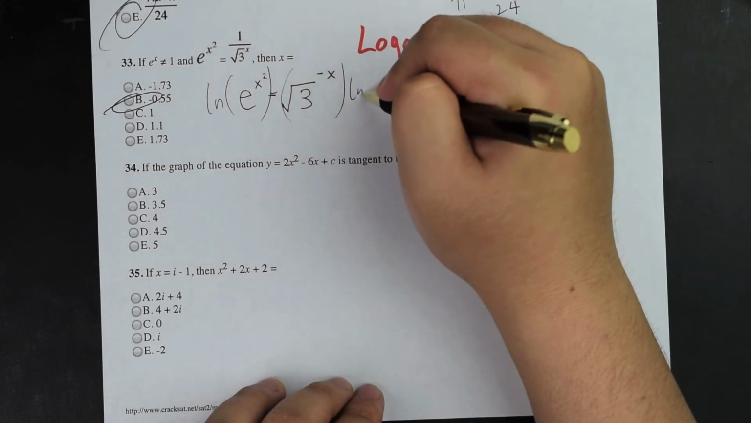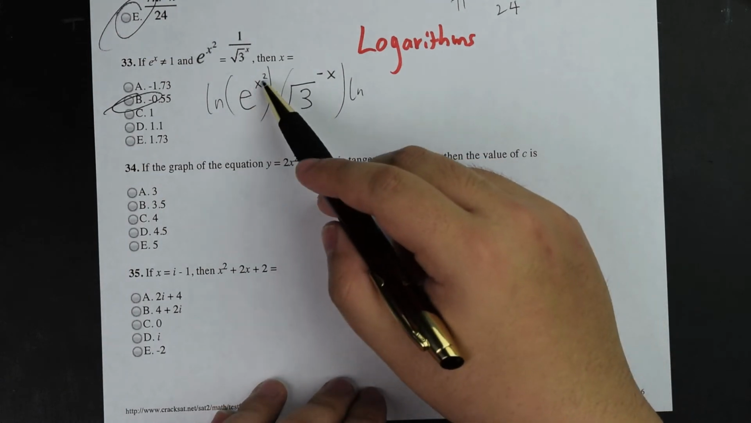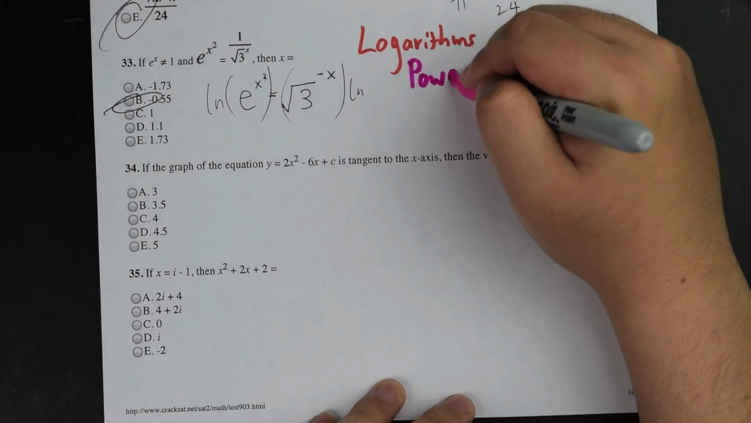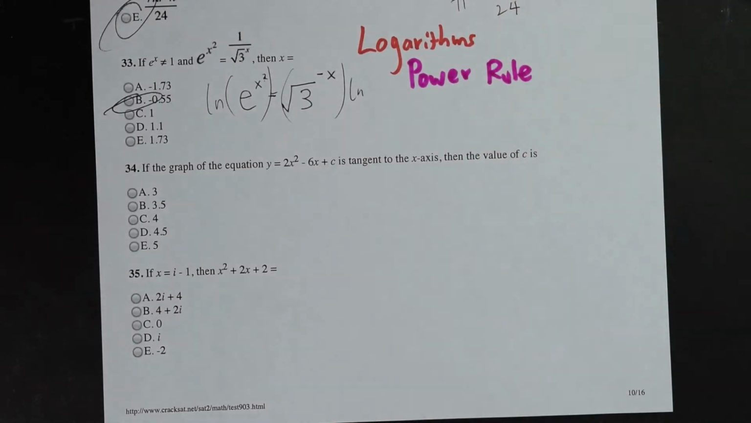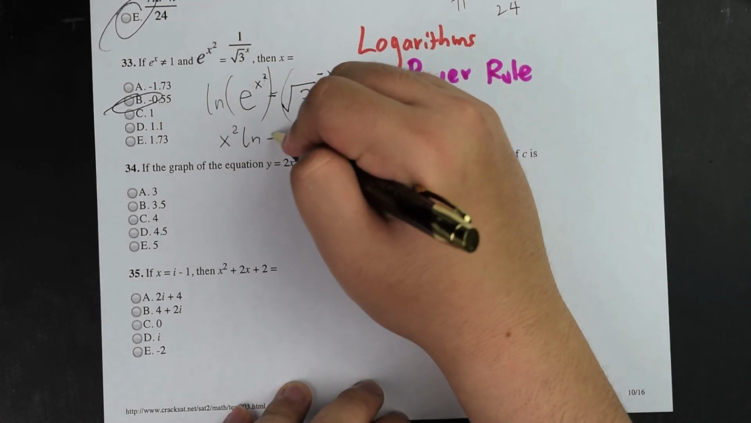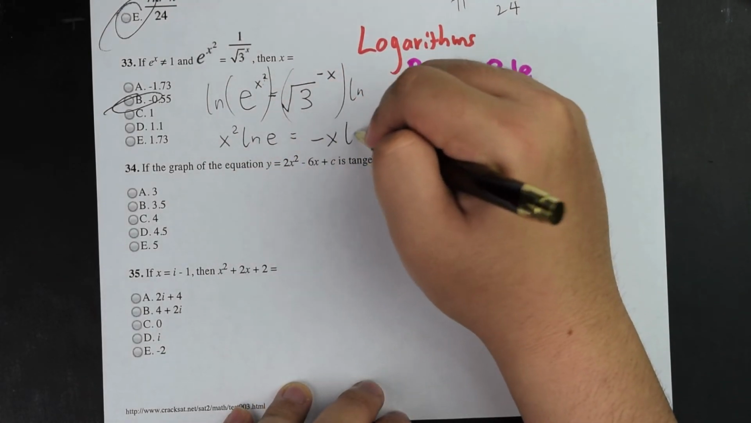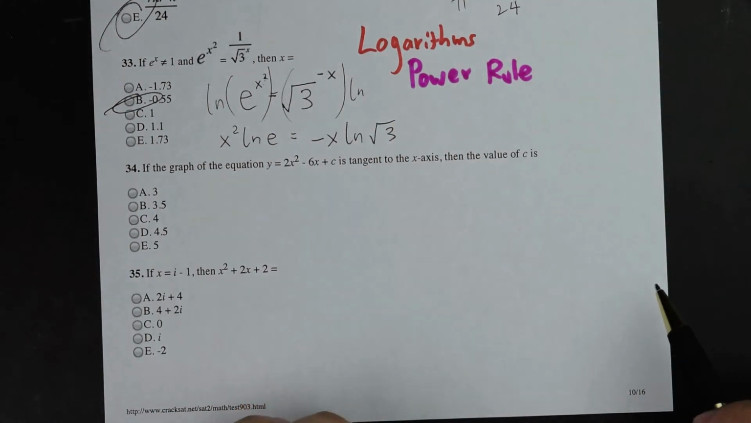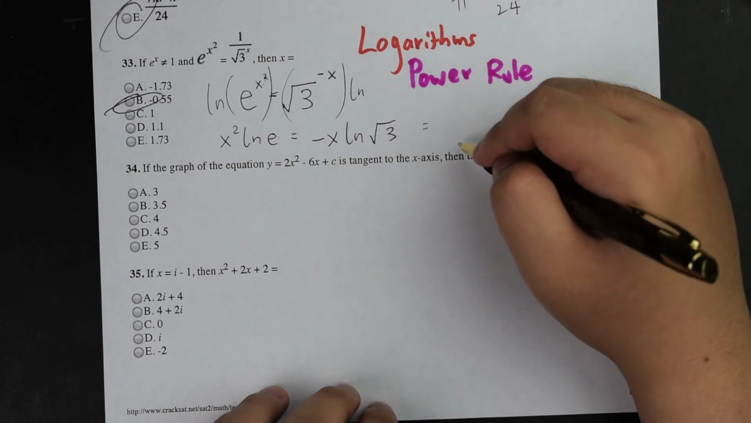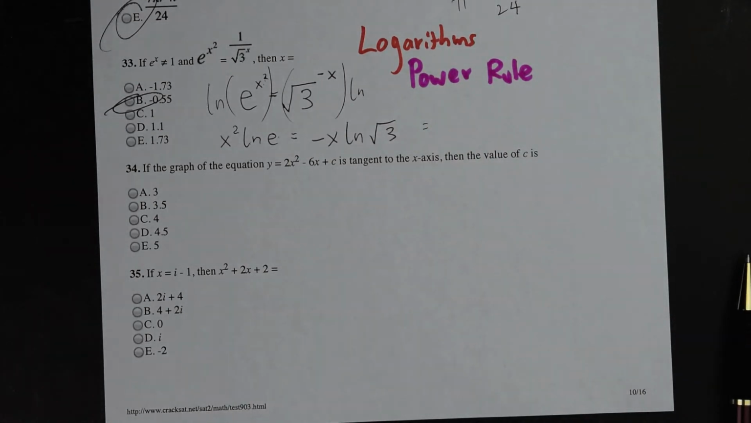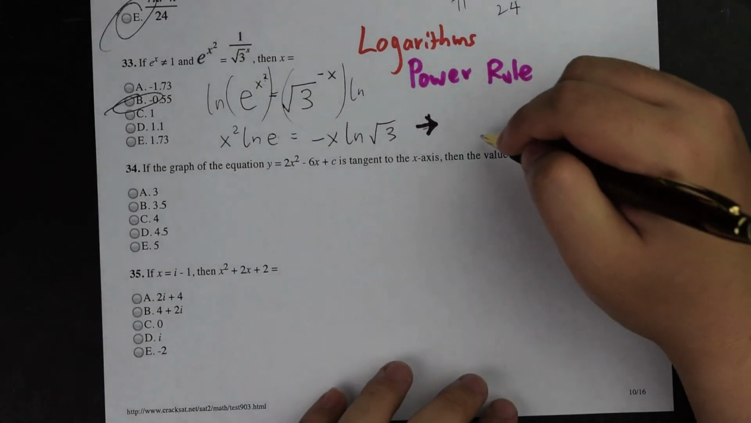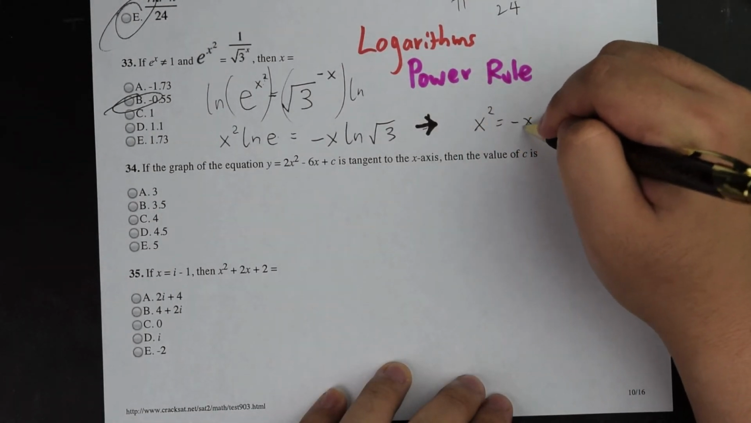So I'm going to do ln basically. And what's going to happen is that because of power rule, and this is a terminology for logarithms, because of power rule, it lets me bring x squared down. And so right here, this x squared is going to come down. It's going to be x squared ln e equals negative x ln square root 3. And what's going to happen, as I mentioned, ln e cancels out. Thus, what I basically have, and I should use a different color just to indicate that I'm going to the next step, is that it's going to become x squared equals negative x ln square root 3.